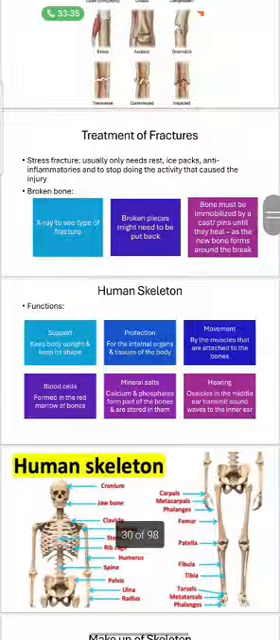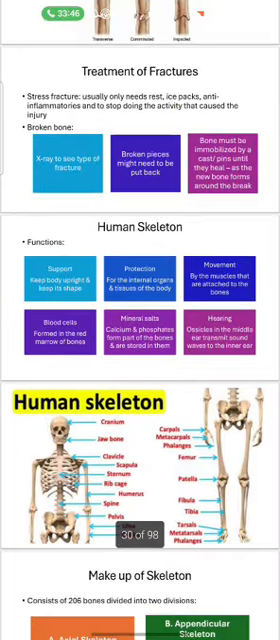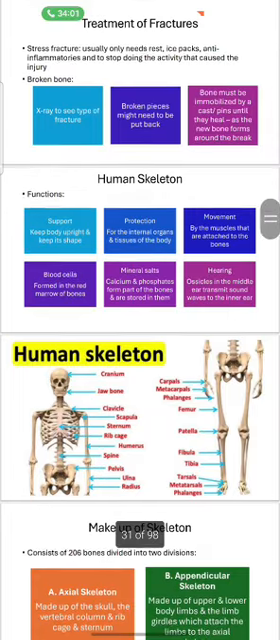And then treatment for fractures. Stress fracture usually only needs rest, ice packs, anti-inflammatories, and to stop doing the activity that caused the injury. Broken bone, you need to have an X-ray to see the type of fracture. Broken pieces might need to be put back, and the bone must be immobilized by a cast or pins until it heals, as the new bone forms around the break.